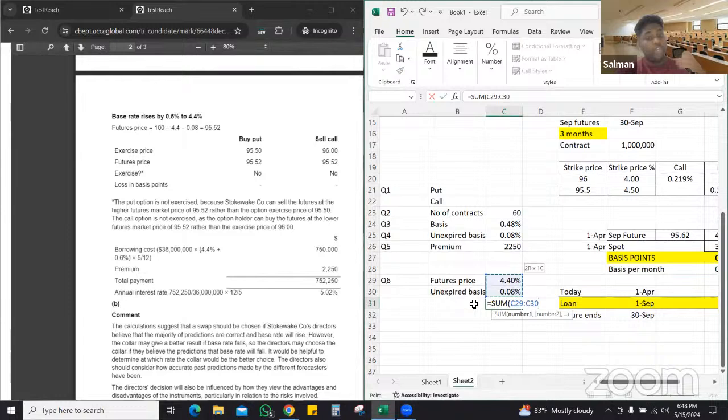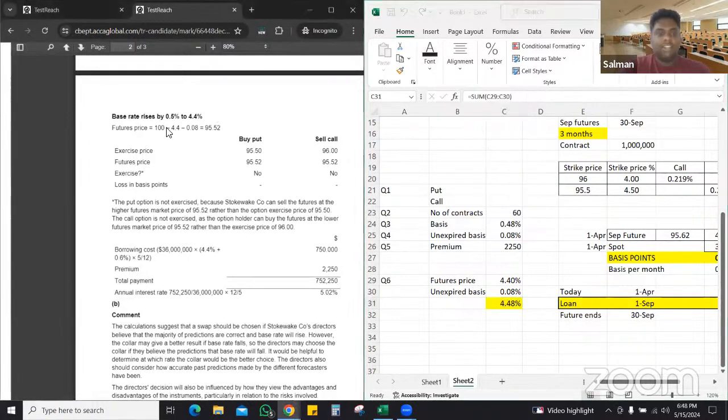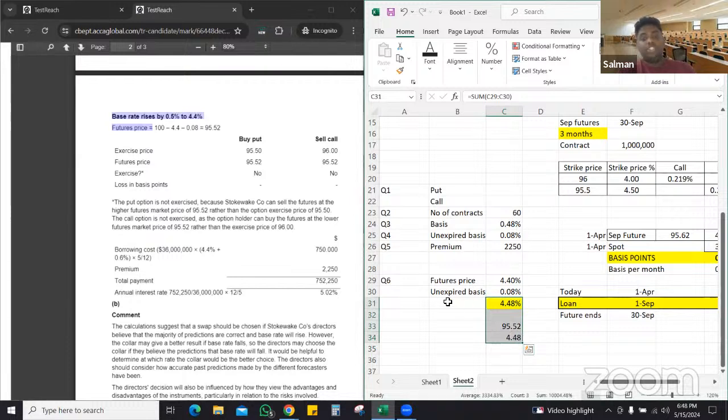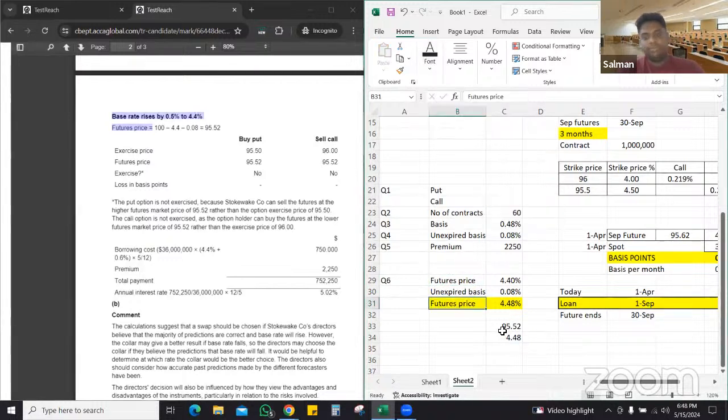Since you are borrowing, you have to pay interest. What's your total payment? 4.48%. This is what the examiner has given as 100 minus 4.4 minus 0.08, 95.52. So 95.52 means how much? 100 minus 95.52 is 4.48%. So this is your futures price. And now we're exercising it. Your futures price is 95.52, 4.48%.